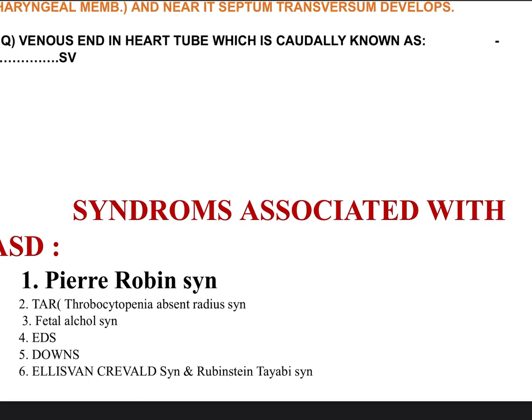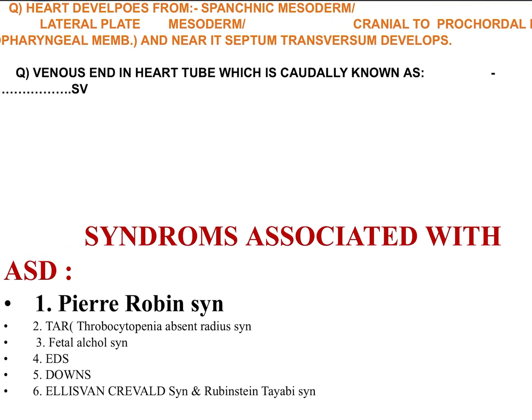Syndromes which are associated with ASD are Pierre-Robin, TAR, fetal alcohol, Ehlers-Danlos, Down syndrome, and Ellis-van Creveld. Which is the most common ASD? The most common ASD is the ostium secundum type, which is seen in females mostly.